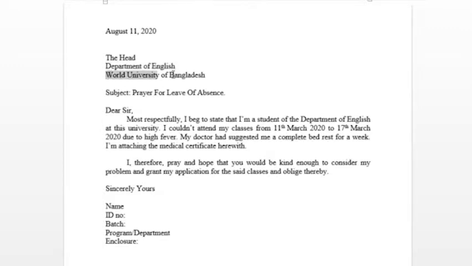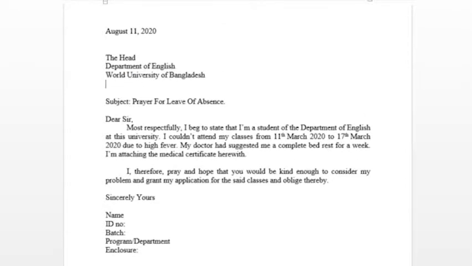Then World University of Bangladesh. Department of English of which university? World University of Bangladesh. And there's one thing you should write here, which is the address of your university. Okay. Road 4, Dhanmondi, Dhaka. Okay.